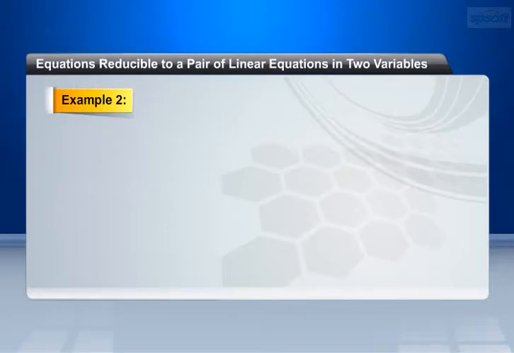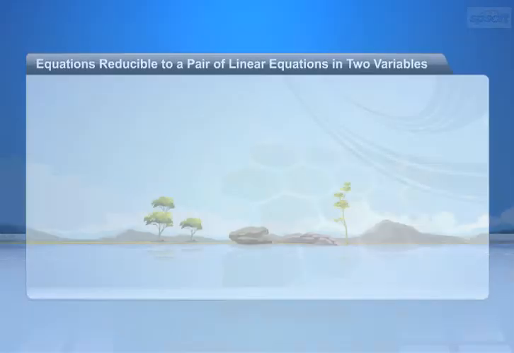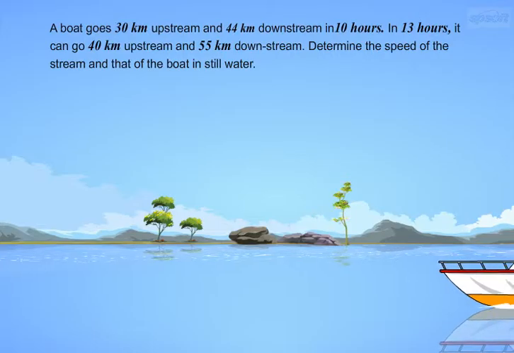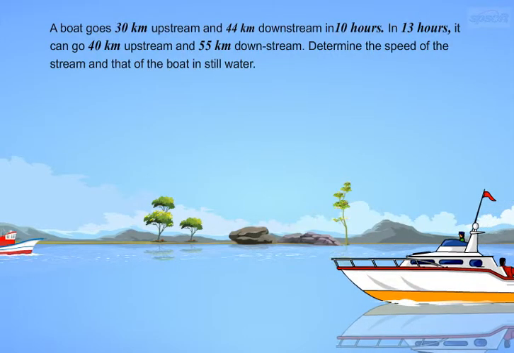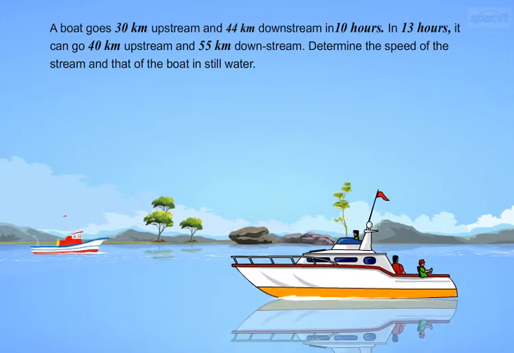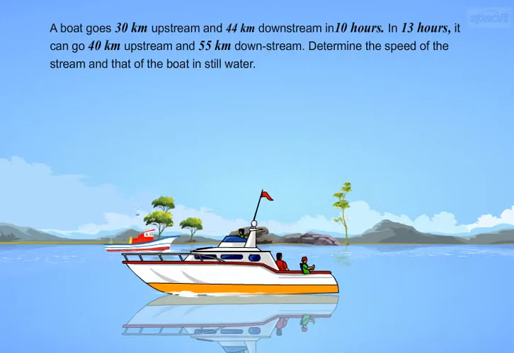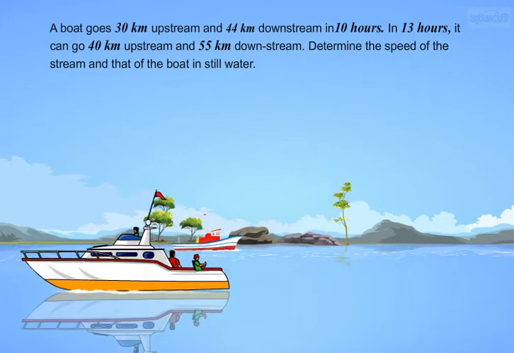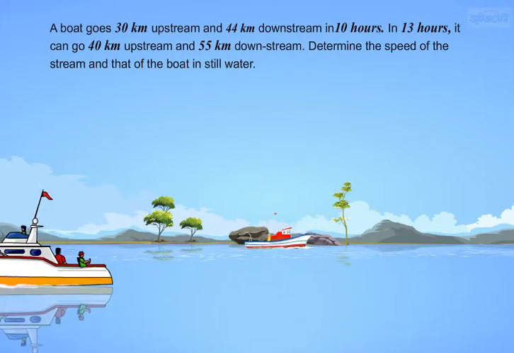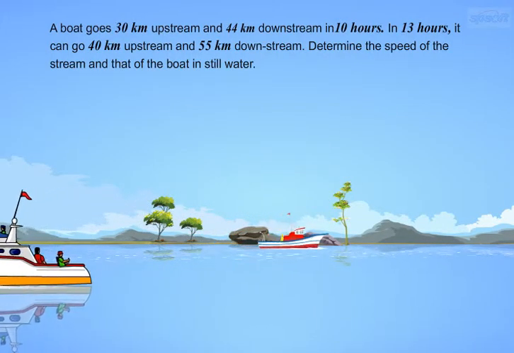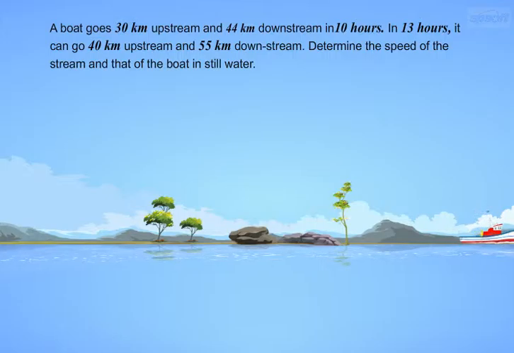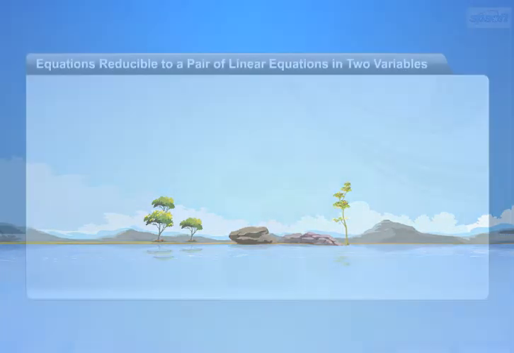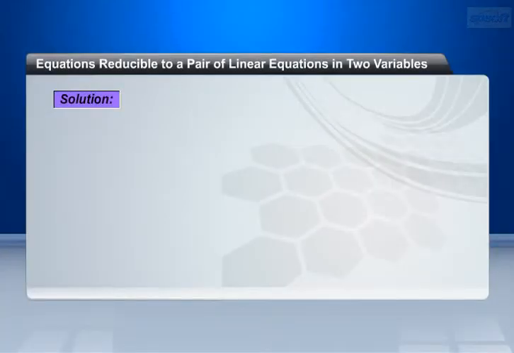Let us see another example. A boat goes 30 kilometers upstream and 44 kilometers downstream in 10 hours. In 13 hours, it can go 40 kilometers upstream and 55 kilometers downstream. Determine the speed of the stream and that of the boat in still water. We shall see the solution.